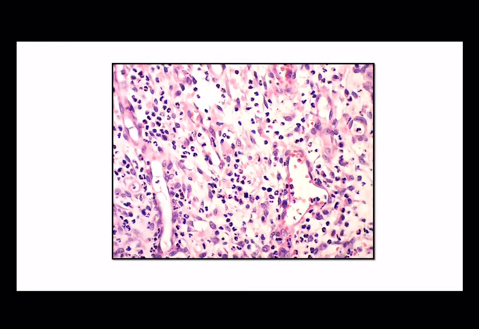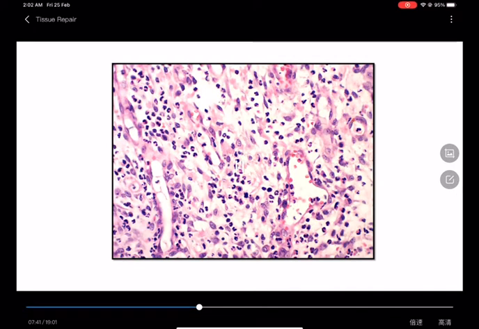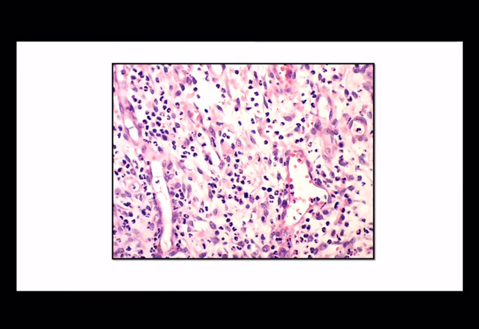In this picture, we find many newly formed capillaries. They are here, here, and here. This cell is a fibroblast. Here is another fibroblast. It's spindle-shaped with abundant cytoplasm and an oval nucleus. In the background, there are numerous inflammatory cells like this one, the neutrophil, another neutrophil, also a neutrophil.